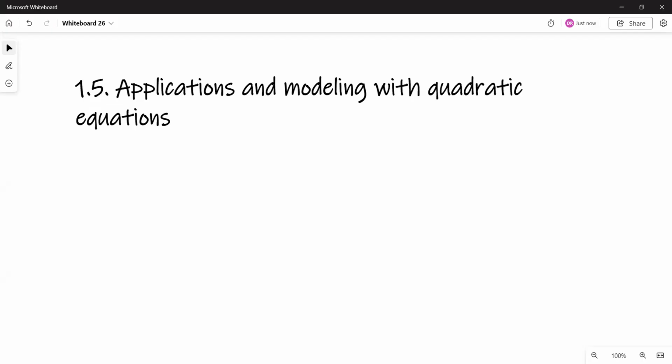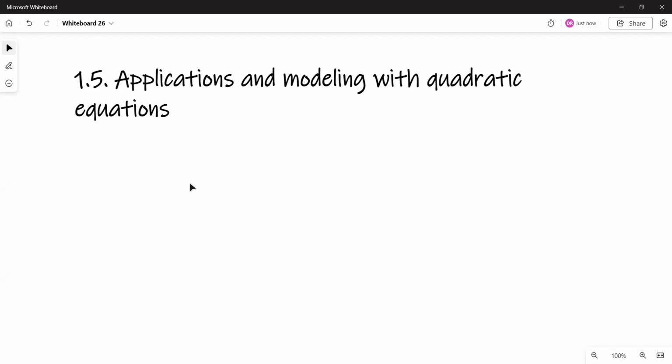Hello. I'm covering section 1.5. So that's a continuation of quadratic equations. This section is on applications and modeling with quadratic equations. The strategy is going to be the same as we use for linear models. We are going to set up an equation, in this case, a quadratic equation, to solve our problem.